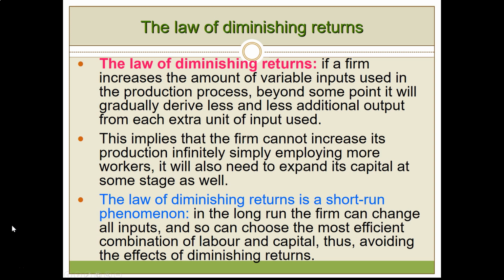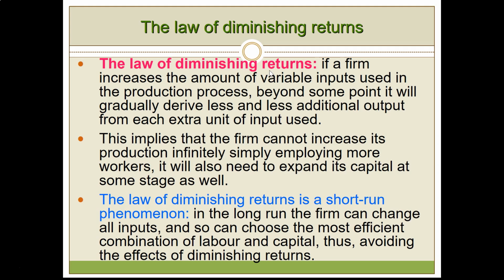The law of diminishing returns. This is a phenomenon which tells us that if a firm uses more and more of variable inputs in its production process, beyond a certain point, it will start deriving less and less of additional output from each extra unit of input used. Let me explain it again using an example.